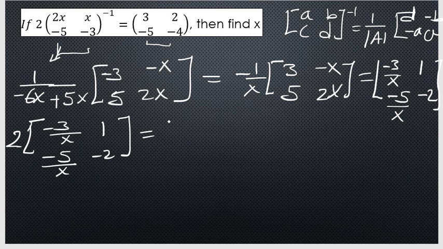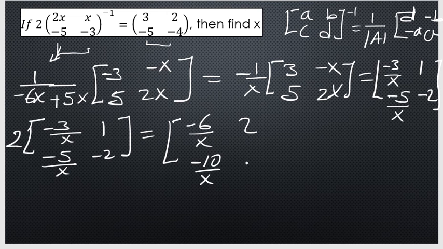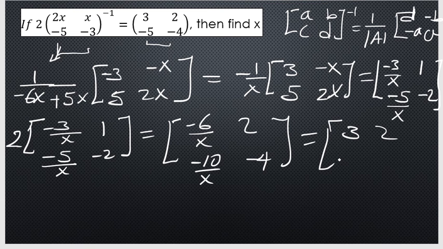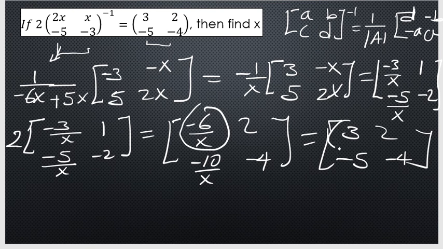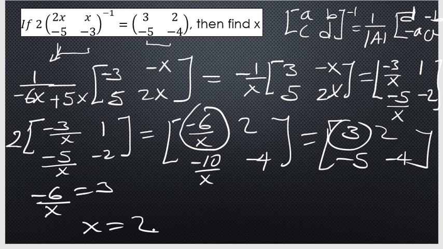This is equal to what? We will multiply. When you multiply, negative 6 over x, and then 2 here, negative 10 over x, and again negative 4 here. This is equal to the given matrix, the other matrix, which is 3, 2, and negative 5, negative 4. Okay. Now let us equalize the first entry with the first entry. Then we'll get the x value here. Negative 6 over x is equal to 3, so the x value by crisscross multiplication you will get is negative 2.